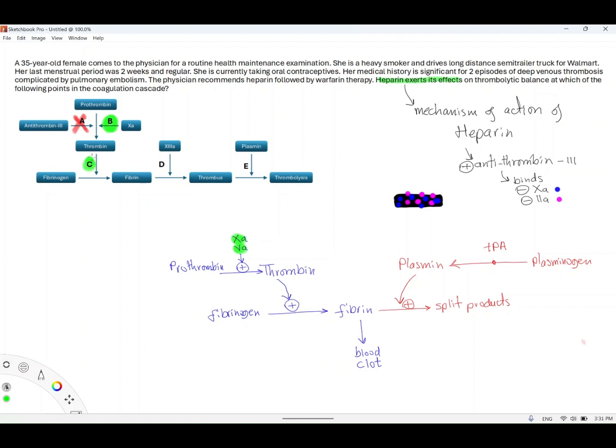Both are good ones. Let's go with D. D is 13. It converts fibrin into thrombus. No. Plasmin will actually break a thrombus directly. So there's two choices. Both are correct, B and C. Not a good question, but if you get a question like that on the exam, you choose B or C, you will get it correct regardless. USMLE will not penalize you for that.